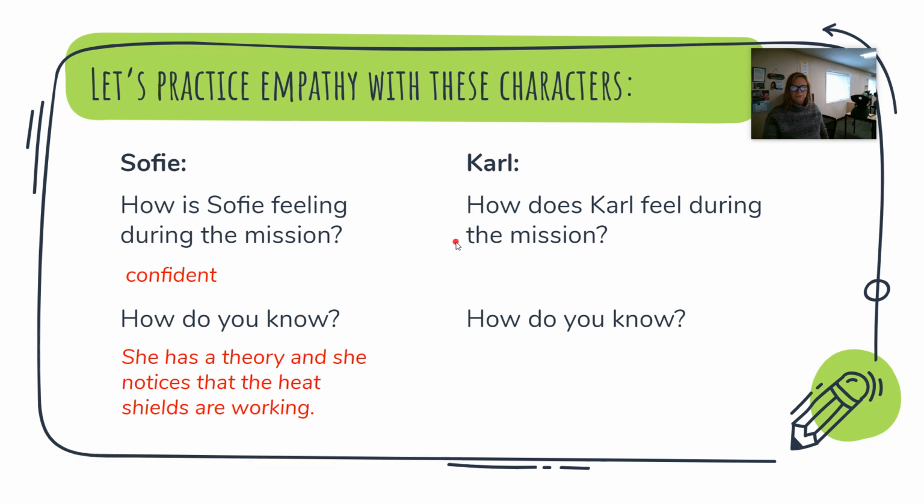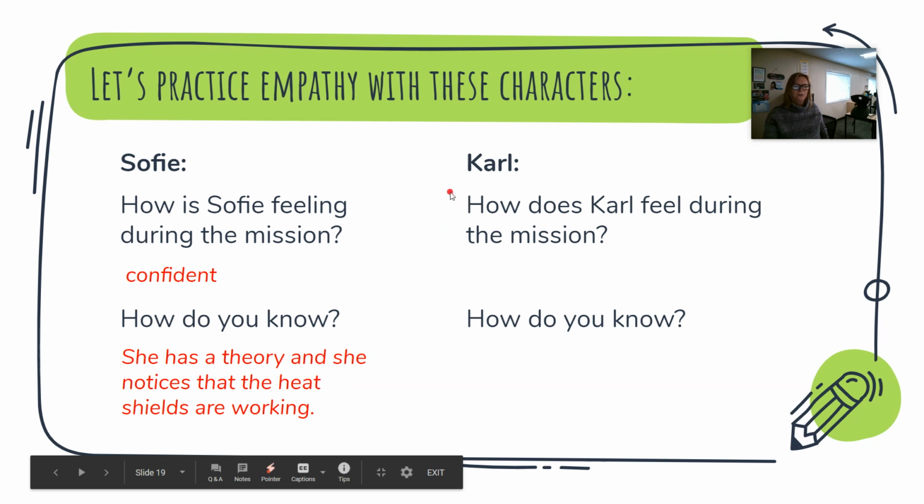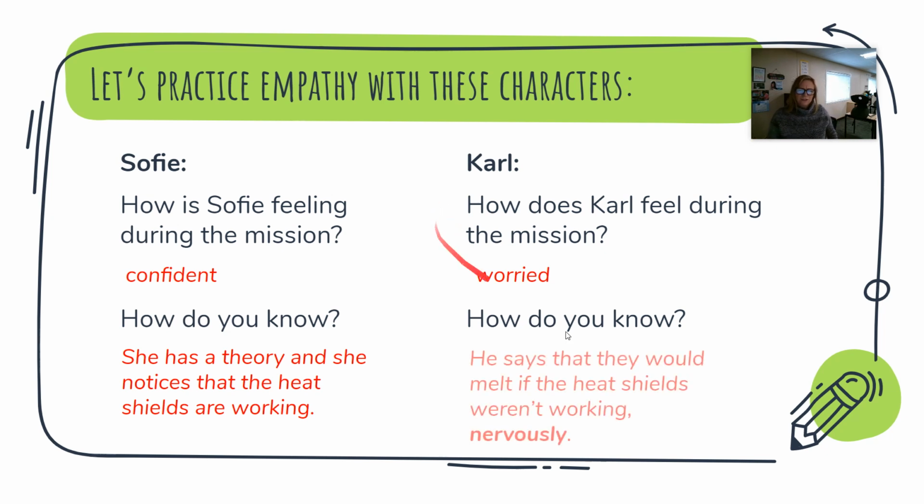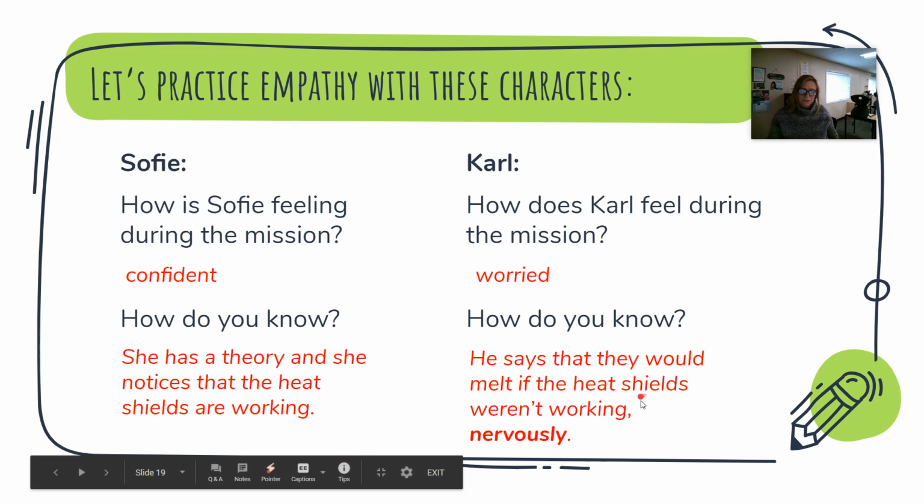How is Carl feeling during the mission? Look back at what he says about the heat shields. He's a little more worried than Sophie. Now, he's not in charge, and sometimes when you're not in charge, it's harder to feel confident. He says they would melt if the heat shields weren't working, and the author uses nervously to let us know that he's not quite as confident as Sophie.